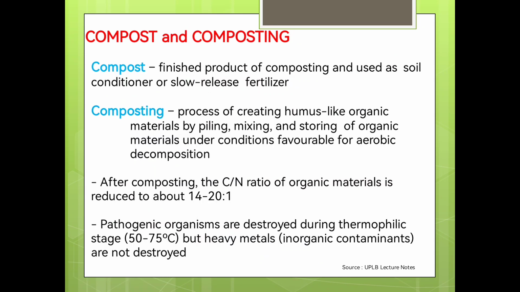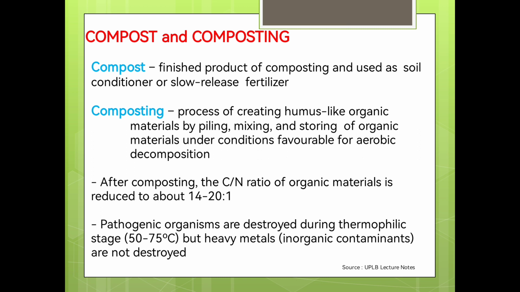Then we have the compost and composting. Compost is the finished product of composting and is used as a soil conditioner or slow-release fertilizer. And it is widely used now because it is cheaper compared to chemical fertilizer. Composting, on the other hand, is the process of creating humus-like organic materials by piling, mixing, and storing of organic materials under conditions favorable for aerobic decomposition.